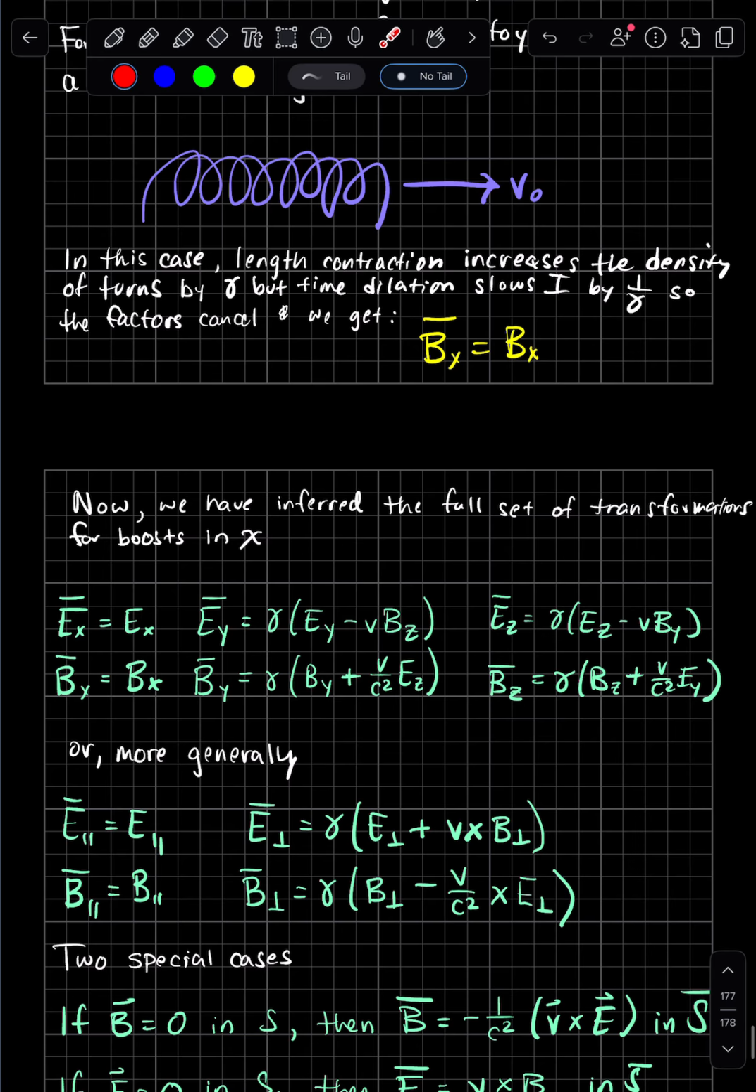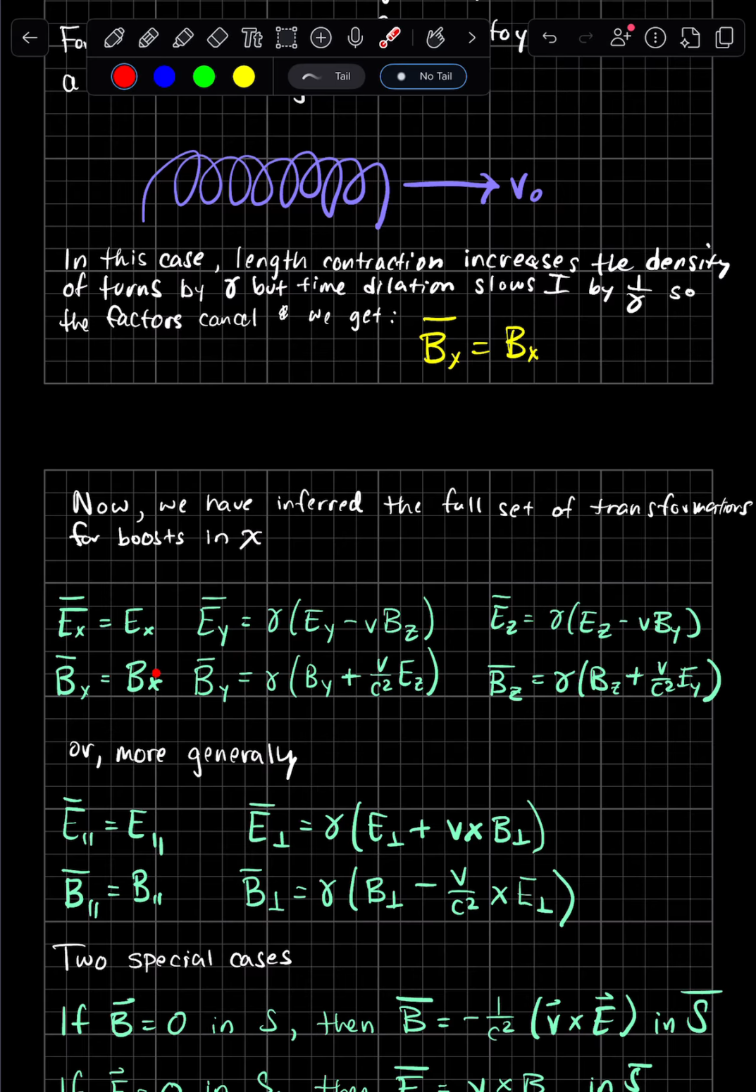With that now, we can actually write out the full set of equations for the transformations of E and B fields for a boost in X. If we boost in the X direction, if there's an x component of the E field, it remains unchanged. If there's an x component of the B field, it remains unchanged. But if we boost in the x direction, the y component of the E field changes by a factor of gamma times the previous y component of the E field, that is the E field in frame S, minus v times the z component of the B field in frame S.